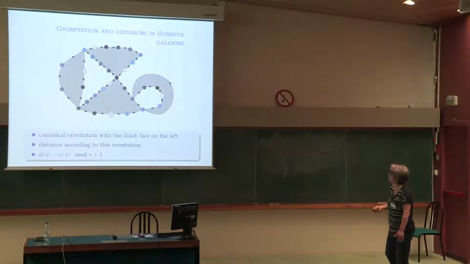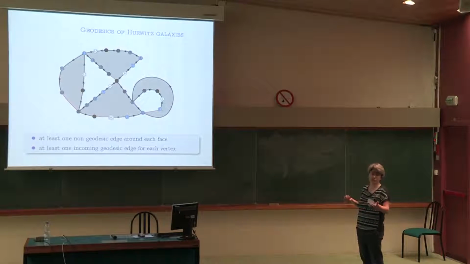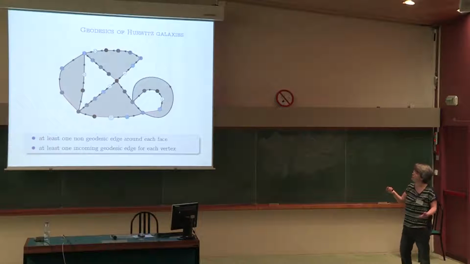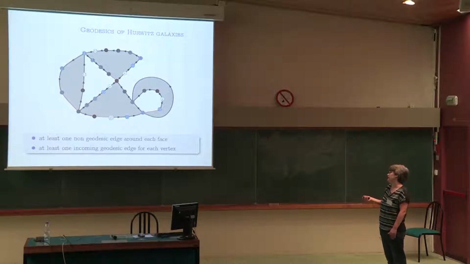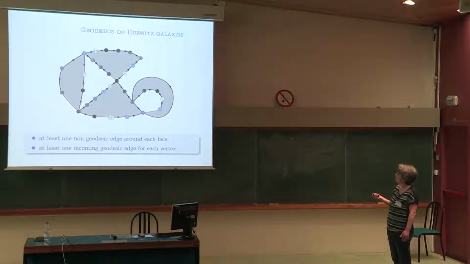We look at the distance according to this orientation, which is highly related to the shade of the vertex. Of course, around each face, we have at least one non-geodesic edge, and for each vertex, we have at least one incoming geodesic edge, meaning that the non-geodesic edges cannot be anywhere. So, for instance, here we have them. Except for this one, they are necessarily incident to the vertices of the U4. Here, these are the red ones.